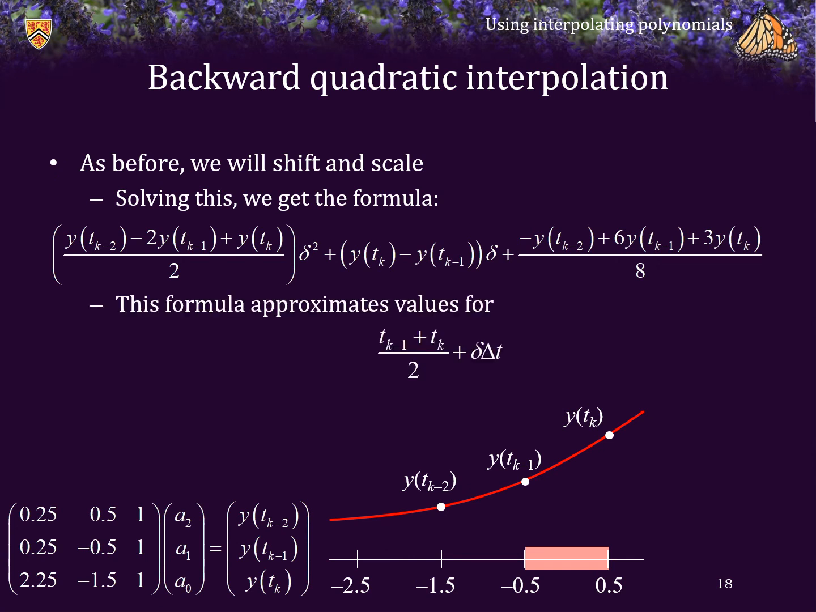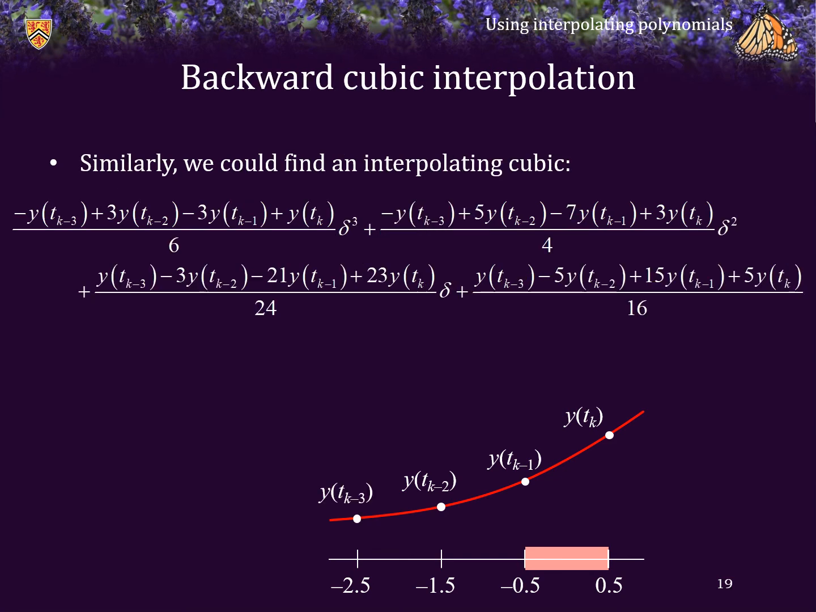Now, this formula is going to approximate values that fall between the last 2 time values, so the average of them, plus or minus delta times delta t, where delta t is the time step between successive readings. The values of little delta will fall between negative 0.5 and 0.5, thus making it useful for Horner's rule. As before, we can also find an interpolating cubic if we use the last 4 time values. And once again, we center the last interval around 0, and therefore we can estimate the value of the function within the last time step.